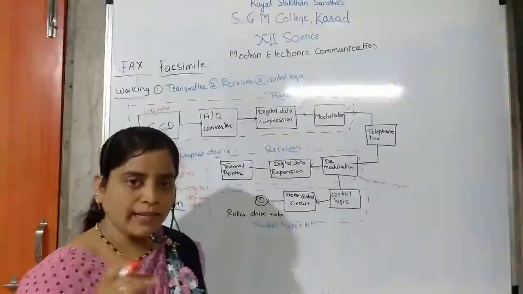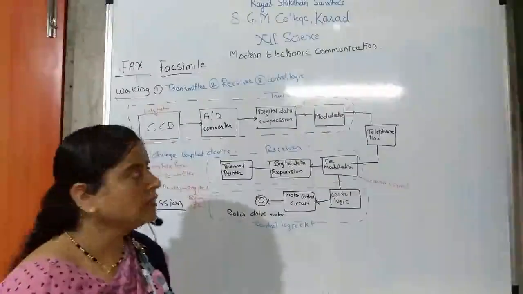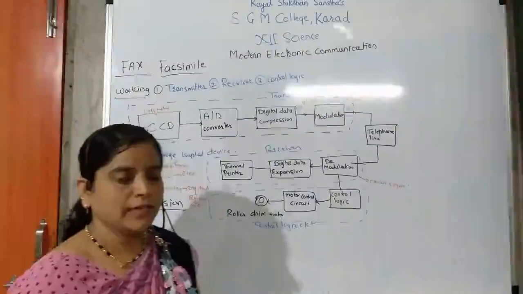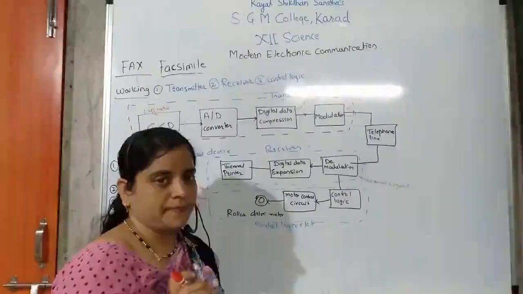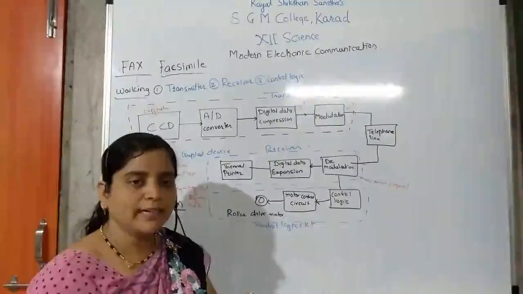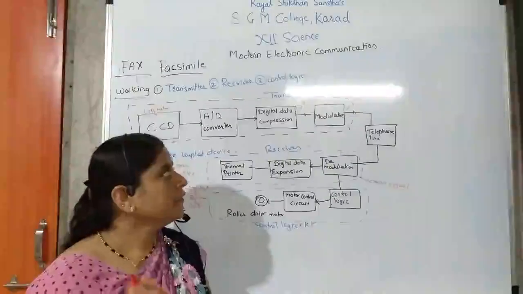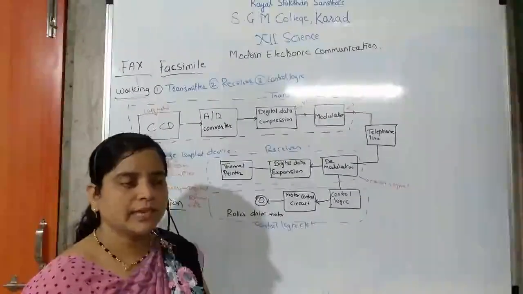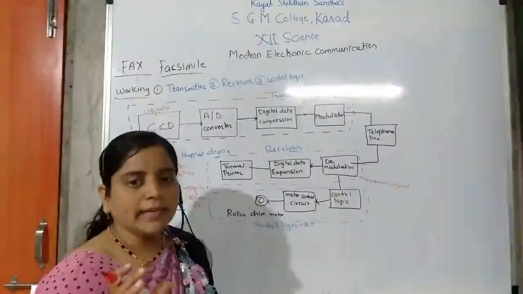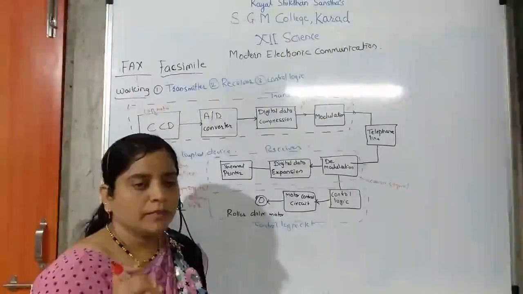The A to D converter converts the analog signal into the digital signal and sends it to the digital data compression circuit. In the digital data compression circuit, data is compressed. If you have a large amount of data, then you can use the digital data compressor circuit. The data is compressed using the VLSI technique. VLSI means very large scale integrated circuit. In the VLSI technique, data can be compressed by reducing the bits.